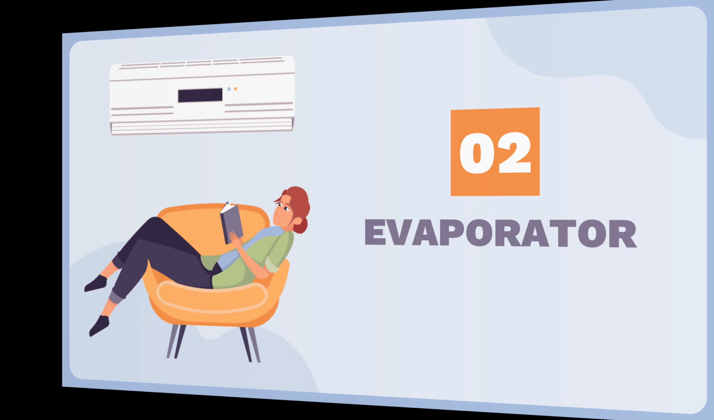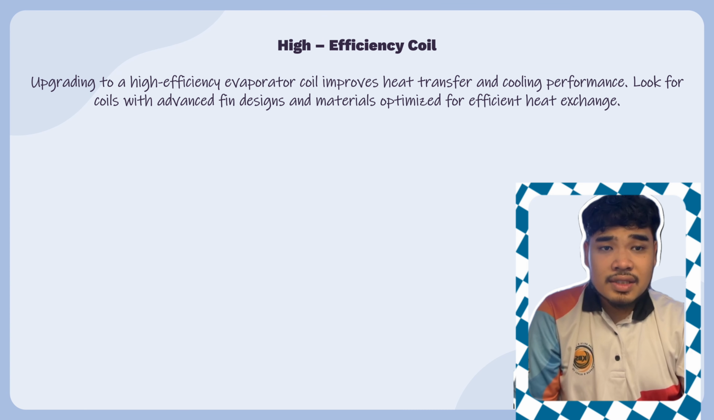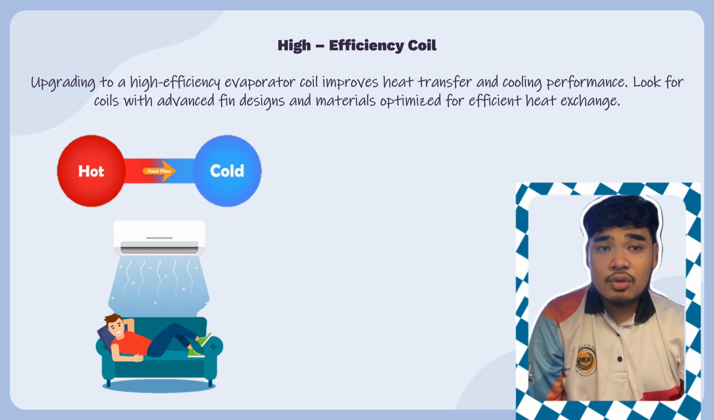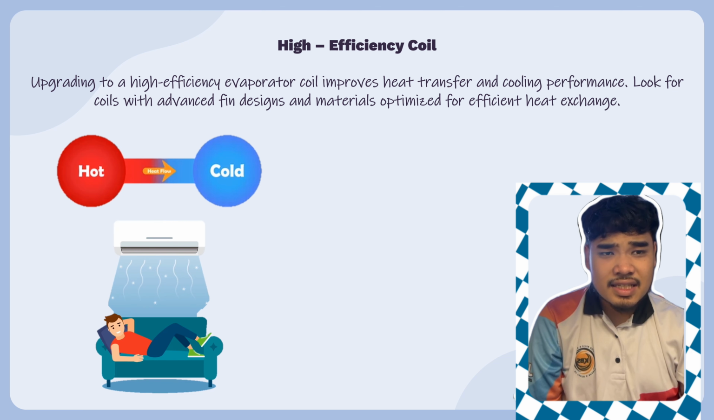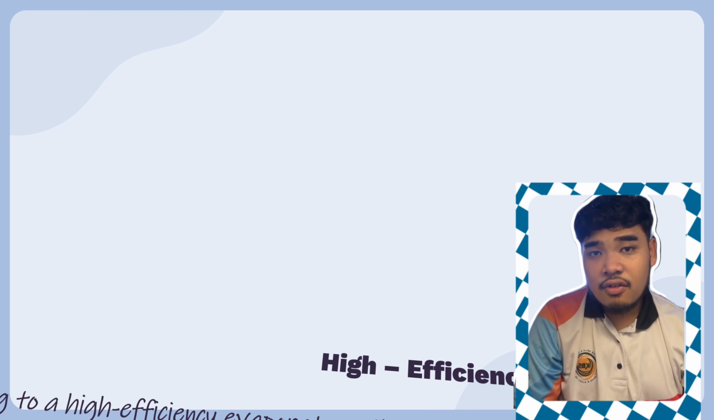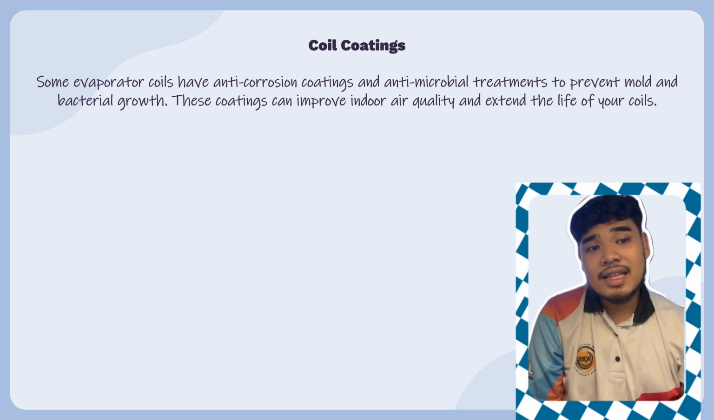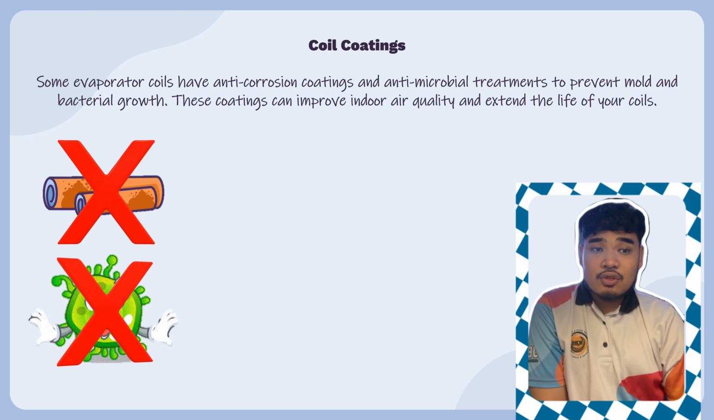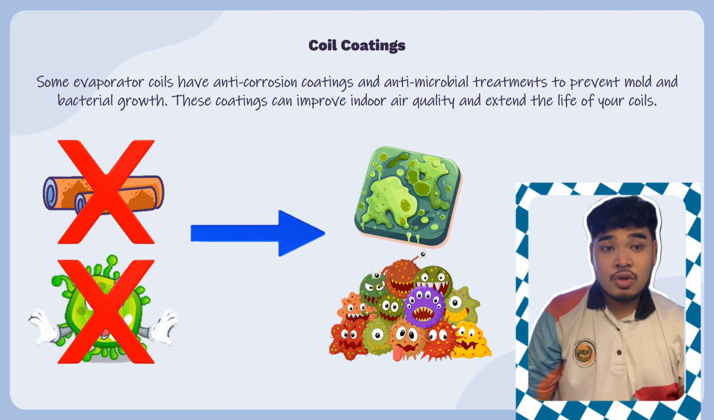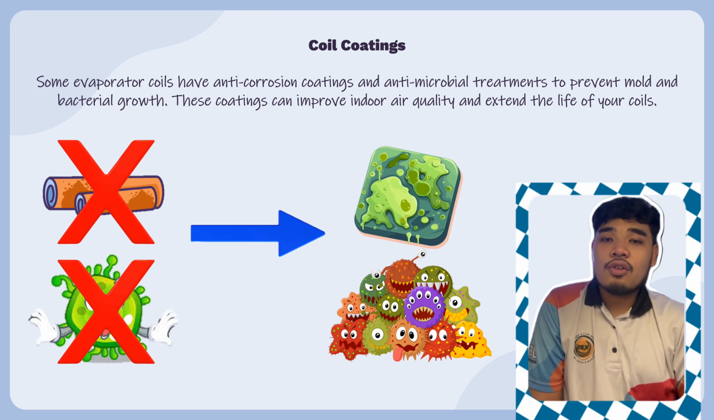So for evaporator, we can upgrade it by high efficiency coil, which is evaporator coil that improves heat transfer and cooling performance. Look for coils with advanced design and material optimized for efficient heat exchange. The second one is coil coating. So some evaporator coils have anti-corrosion coating and antimicrobial treatment to prevent mold and bacterial growth. So this coating can improve indoor air quality and extend the life of your coil.